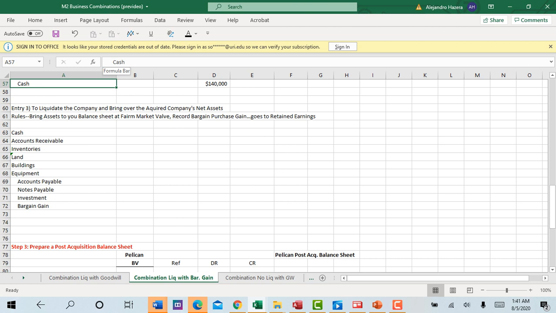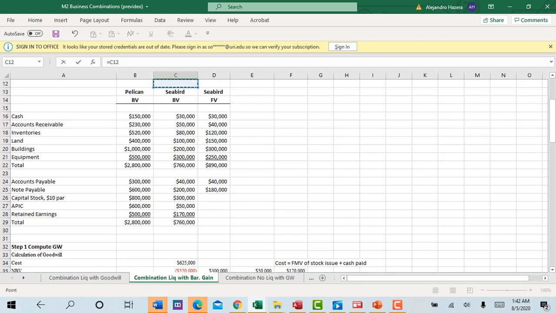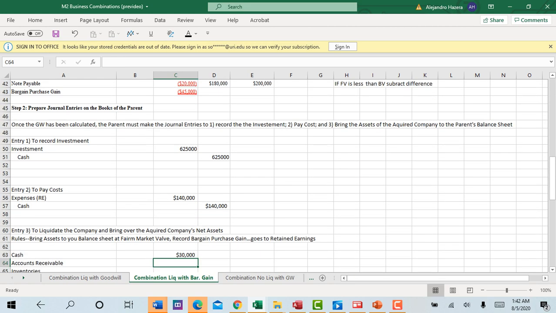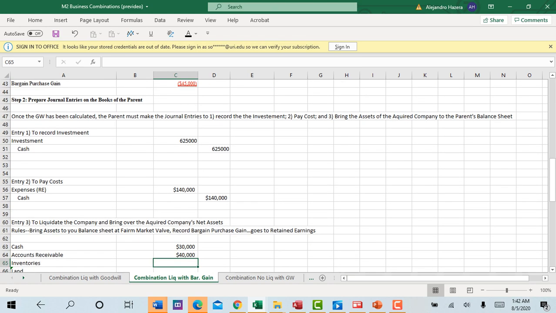And what we're going to do is bring over all the assets to fair market values, and the difference should end up with a gain. And we're going to write off the investment account. Okay, so let's start with cash. Debits will go here. So cash fair value is 30,000. Accounts receivable, the fair value is 40,000.